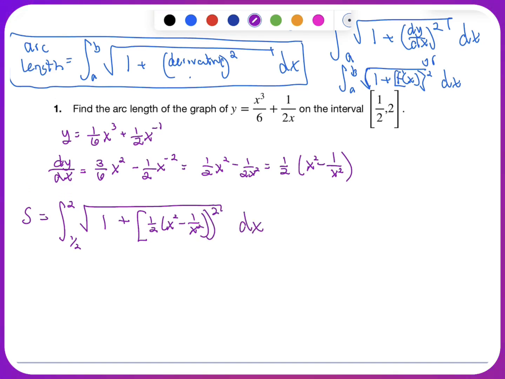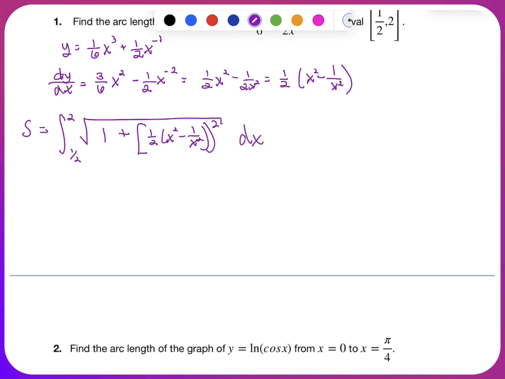dx. Okay, I've got to do a little algebra in this section, so we're going to need to rewrite this. I'm going to get rid of my square. So 1/2 squared is 1/4. And then if I square this, doing the full method, I'll end up with x to the 4th minus 2 plus 1 over x to the 4th.